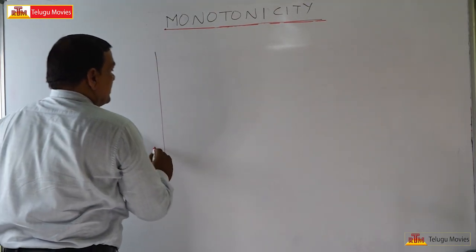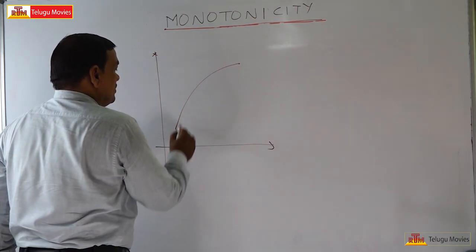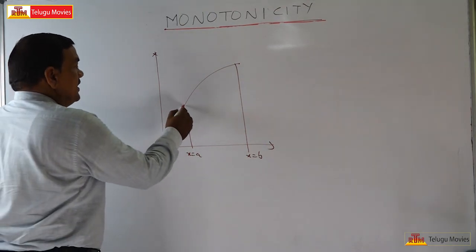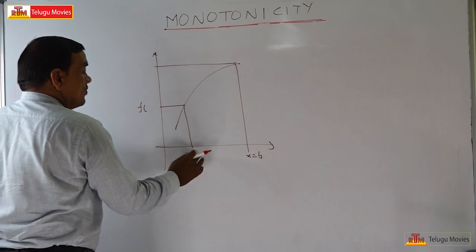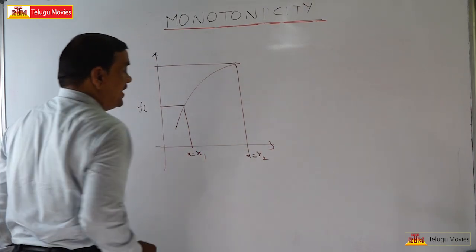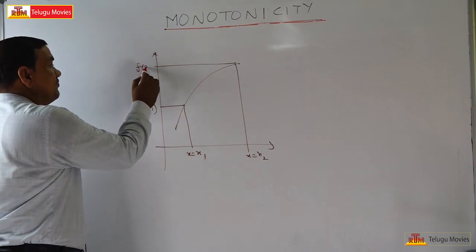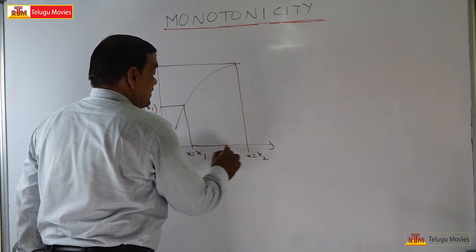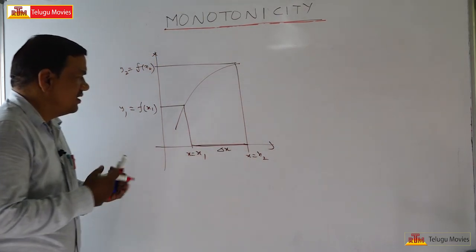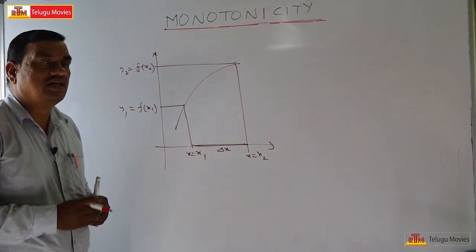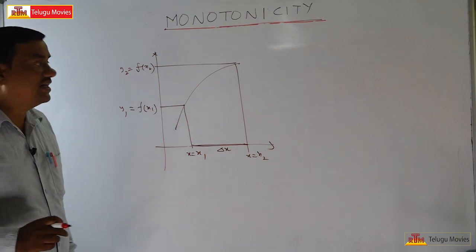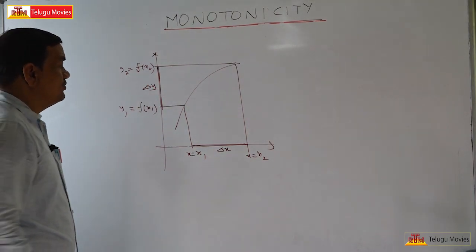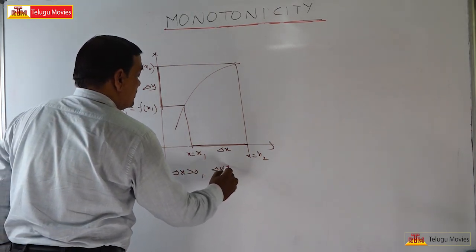See here, I am taking one function, an increasing function. This is x is equal to a and x is equal to b. Call them x1 and x2. So this is f of x1 and f of x2, that is, y1 and y2. The difference of x2 and x1 is denoted delta x, and the difference in y is denoted delta y. If you observe here, delta x is greater than 0 and delta y is also greater than 0.